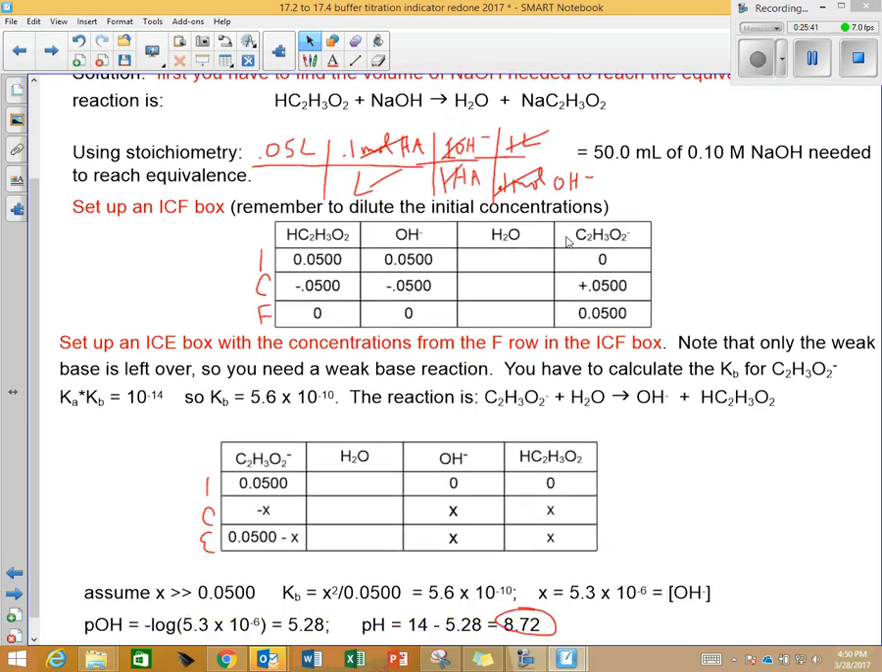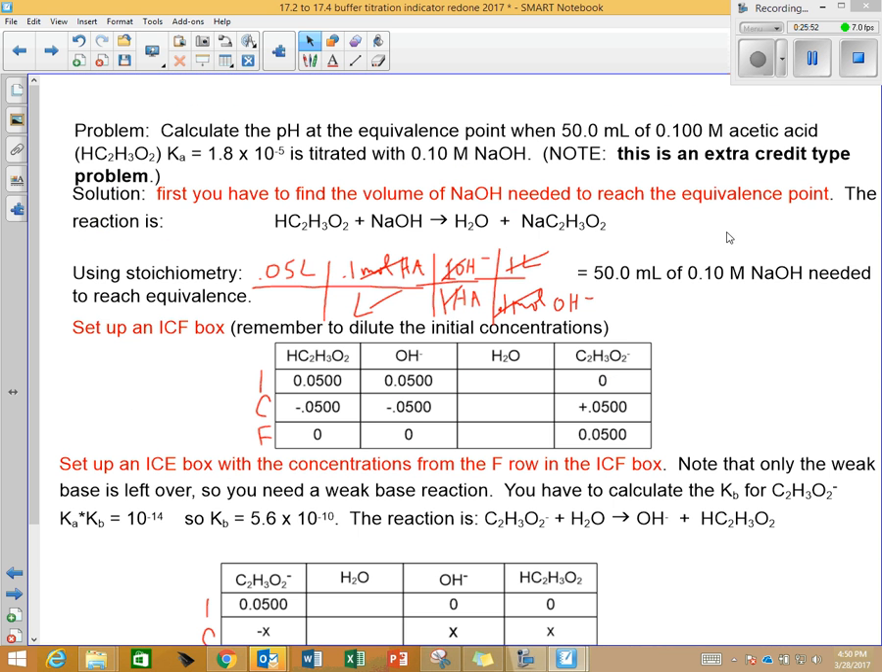It's complicated because you have to do an ICF. You find out all you have left is a weak base. Then you have to do an icebox. This is the only time when you're at equivalence you have to do the actual icebox. Again, totally extra credit. You do not have to know how to do this.